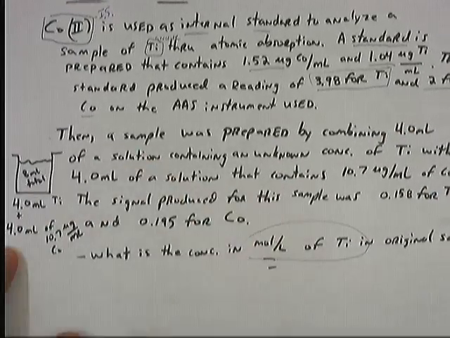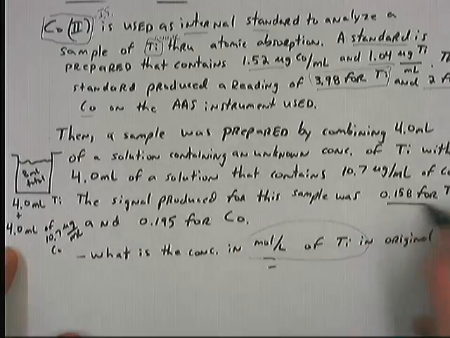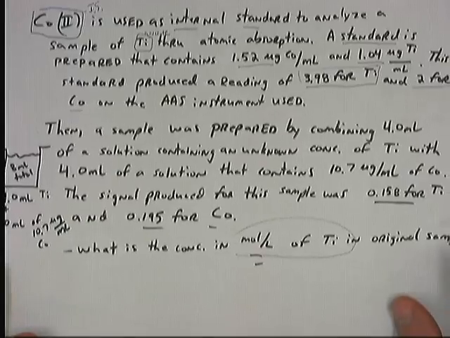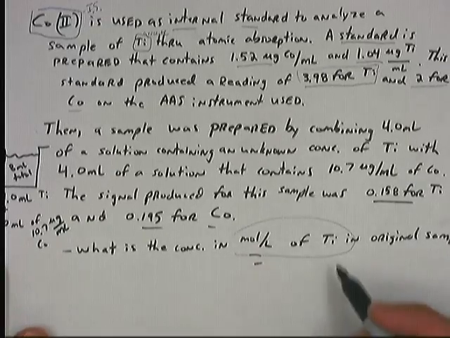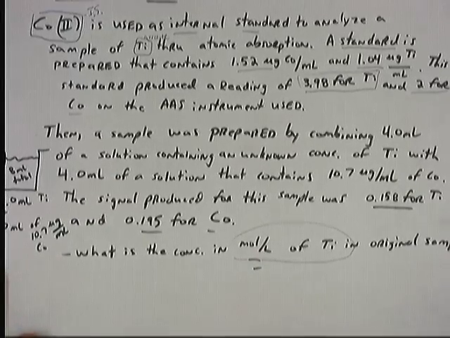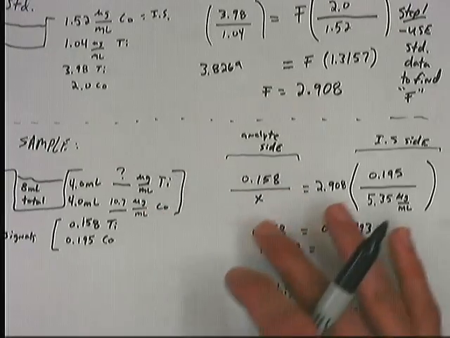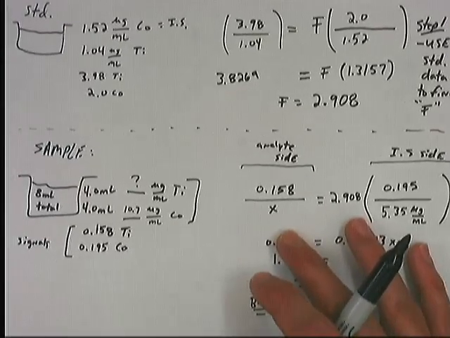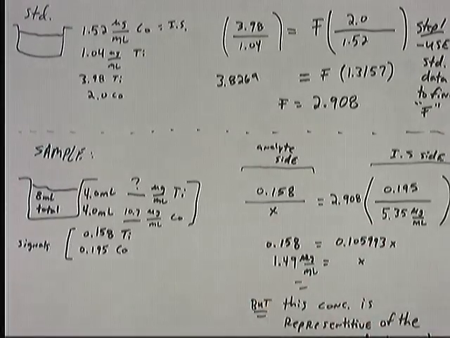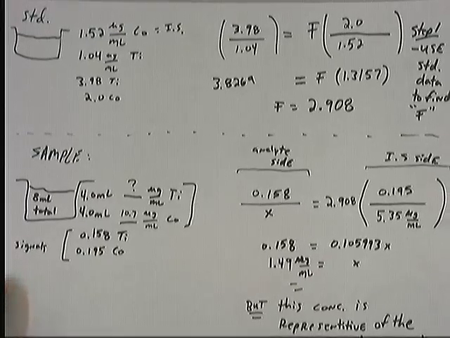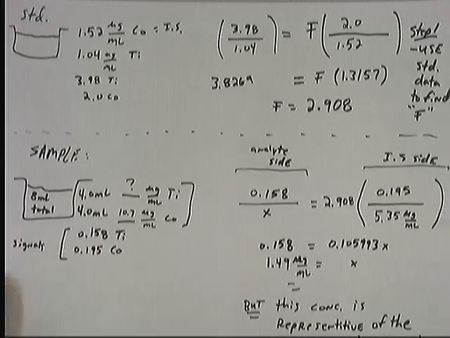But if I analyze the sample, I get this signal for titanium, this signal for the cobalt, okay? We want to know what is the concentration in moles per liter of the titanium in the original sample. All right, so let's work our way through this. It's essentially a two-part problem. You might even consider it a three-part problem eventually, just because of the way this particular one is set up. And we'll explain that as we go, okay?